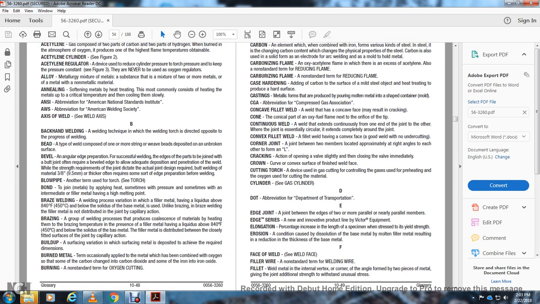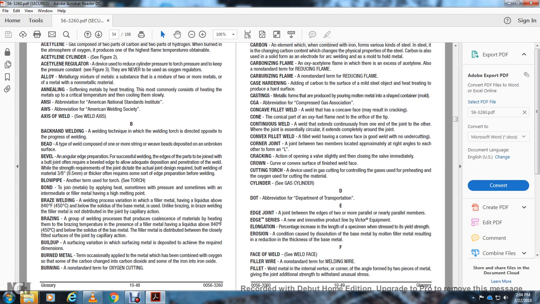Bevel, an angular edge preparation. Successful welding of a butt joint requires a beveled edge to allow adequate deposition and penetration of the weld. Strength requirements of the joint dictate the actual joint design required, but with welding, material 3/8 of an inch or thicker requires some sort of edge preparation before welding. Blowpipe, another term used for the torch.